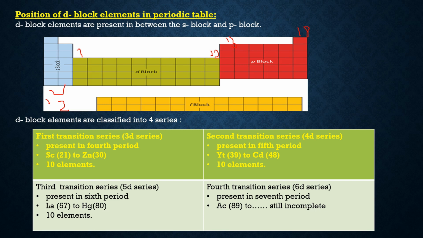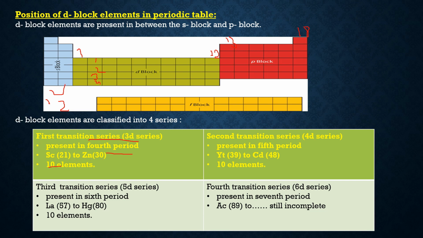Now D block elements are classified into four series. You can see this is the first series, this is the second series, this is the third series and this is the fourth series. Now the first transition series is also known as the 3d series. It is present in the fourth period. You know that D orbitals are always filled in the penultimate shell. So in the fourth period 3d orbitals are filled, and it starts from scandium, atomic number 21, and ends at zinc, that is atomic number 30, and a total of 10 elements are present in the first transition series.